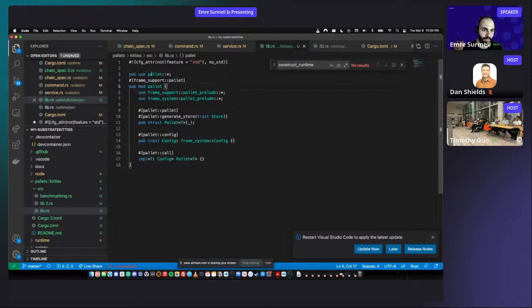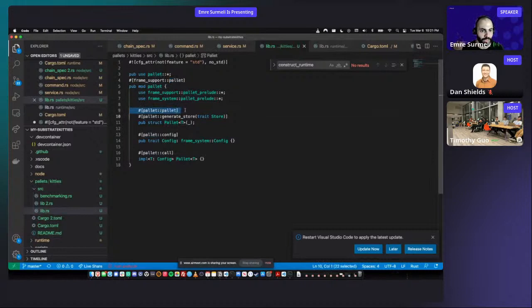So we have this pub use pallet, and then these are some hand-wavy things called macros. This is a really useful way to include code into your code. So this macro is going to include a frame_support called pallet. So it's going to expose a bunch of functionality that we use for developing pallets.